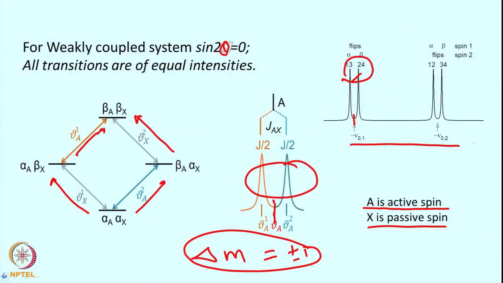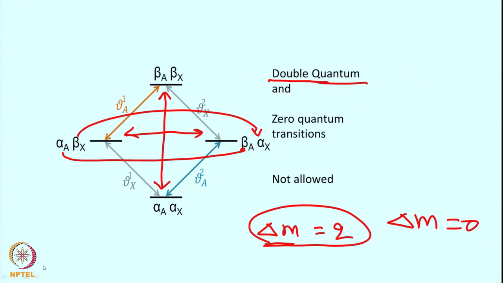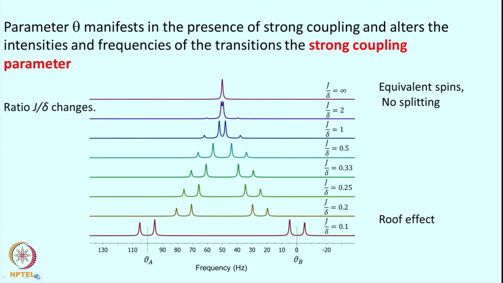Now coming back to the intensity parameter. As we discussed a few slides back, the theta parameter: we looked at sin 2 theta being 0, which means this is a weak coupling system and all four transitions are of equal intensity. But suppose it is not 0, then what will happen? The parameter theta manifests the presence of a strong coupling, and that alters the intensity and frequency of the transitions. So now we have simulated this spectrum.